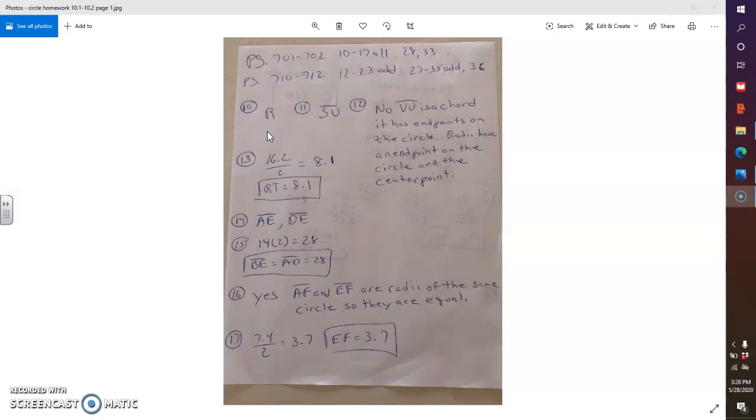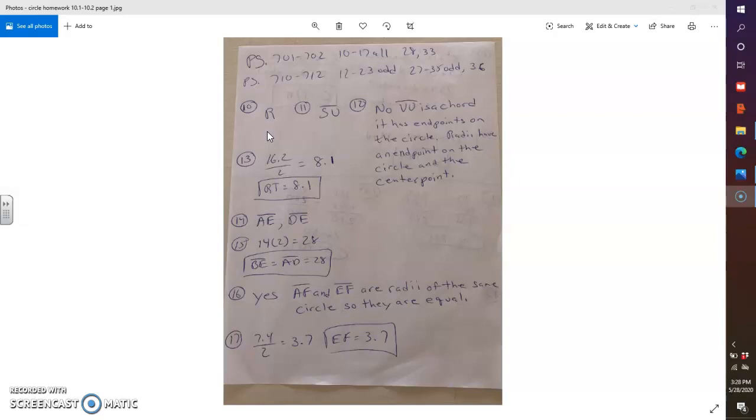So for number 10, obviously the center of that circle is R. Number 11, a chord, and that's also a diameter. So that basically means the chord has to go through the center point of the circle. So that diameter, which is a special chord, is SU. Number 12 is VU, a radius. It is not. A radius has to go from the center point to a point on the circle. In this case, you just have 2 points on the circle. So that's a chord, and a general chord, not a diameter, but just a regular chord.